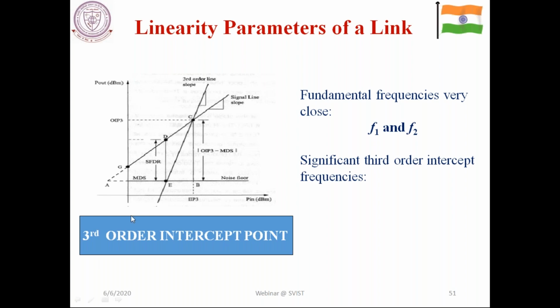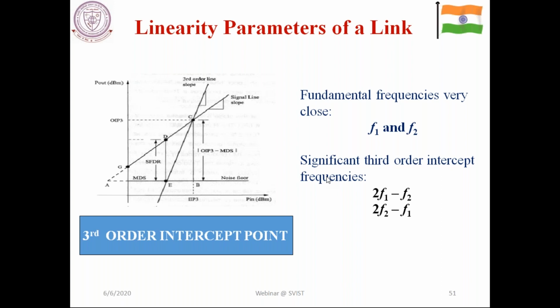From this graph, your original signal increases with this slope. But if you increase the power, the third harmonic power goes on increasing along this way. The values of the third harmonics in this case are nothing but 2f1 minus f2 and 2f2 minus f1.